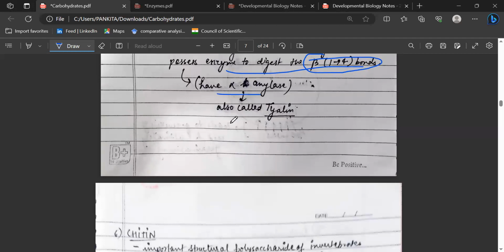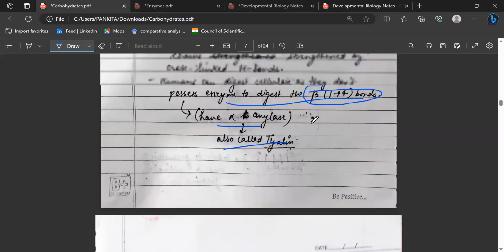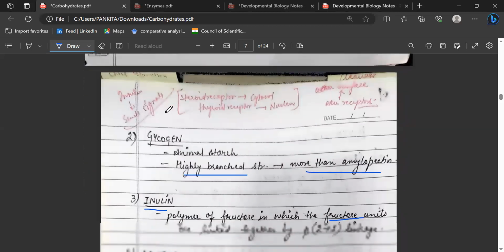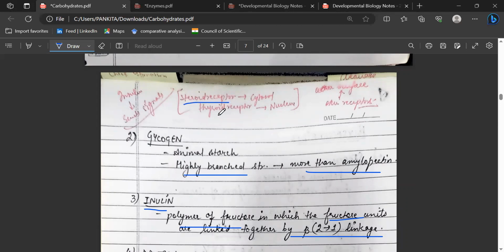The enzyme is alpha amylase. It is also called ptyalin. For general information, the receptors for steroids are present in the cytosol. The receptors for thyroid hormones are present in the nucleus.